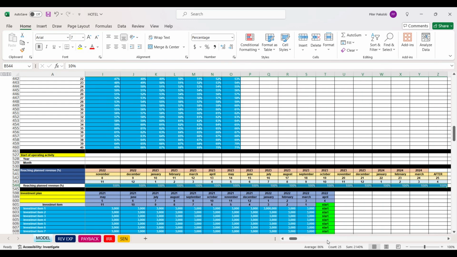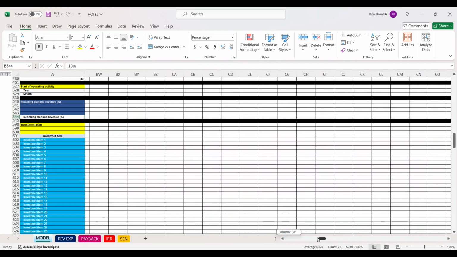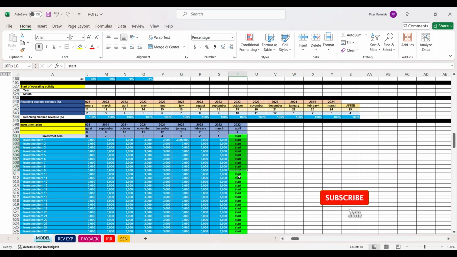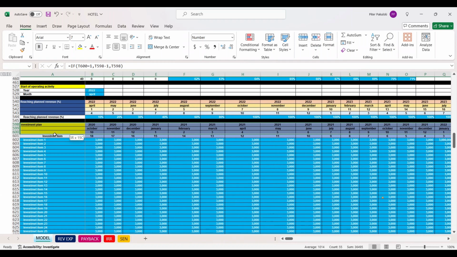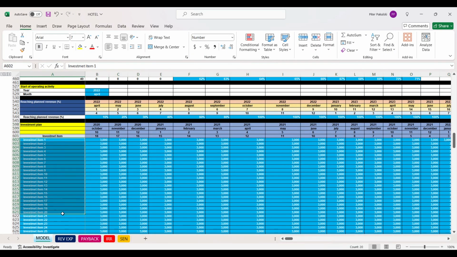Now we are moving to the investment plan. This green column is the first month when revenues appear. Start of operating activity. We are going back to the past from the start of operating activity. Here, we specify what we are investing in. On the top, we have chronology. We set up when we are investing in and how much.